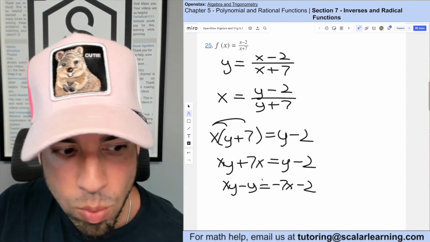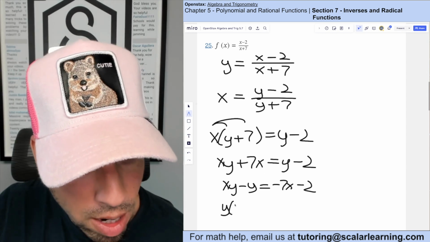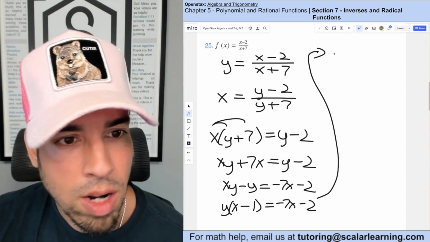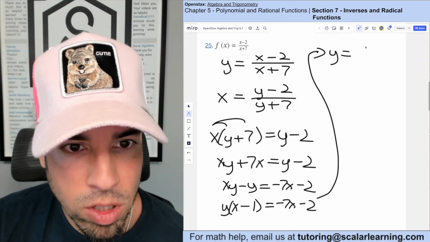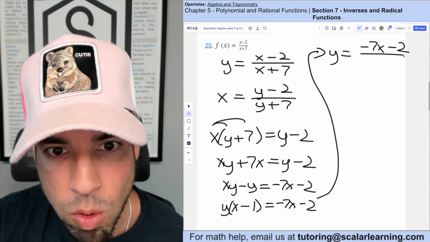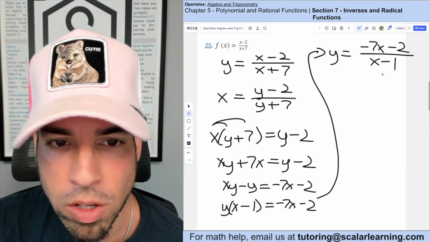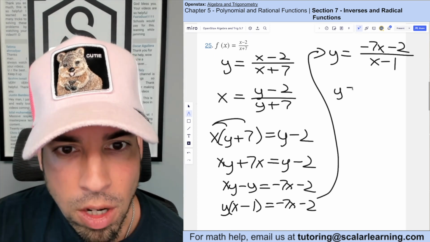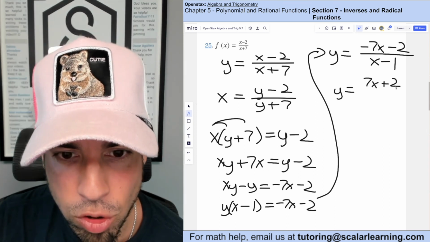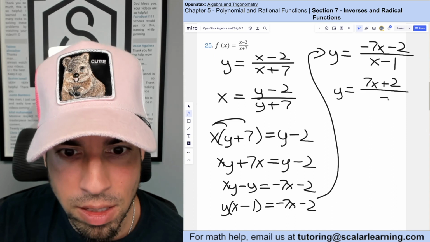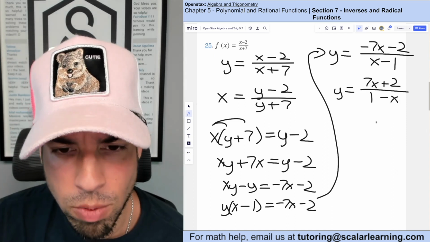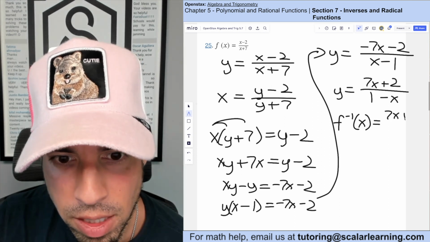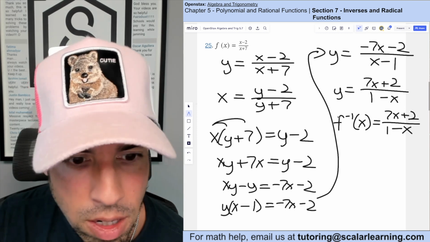And the idea is we're trying to get the y's together because now I can factor the y out. And I've got x minus 1, factoring the y out, equals negative 7x minus 2. Now to isolate y, I divide both sides by x minus 1. So I got negative 7x minus 2 over x minus 1. Now, one other tiny little step. If you want to take this negative and factor it out of the numerator, drop it to the denominator, you can simplify it as 7x plus 2 over, and then as you distribute the negative, that's negative x, that's positive 1. So just one other alternative way to write it, and then putting it back into that nice function notation, f inverse of x equals 7x plus 2 over 1 minus x for the win.